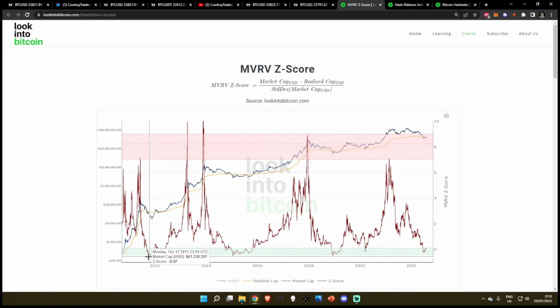And you can see back here, 2011, as soon as the bottom was in, the MVRV score left this range. I believe it's between the ranges of 0.1 down to minus 0.4. Yeah, it is. I don't want to zoom in because it will mess up the chart.